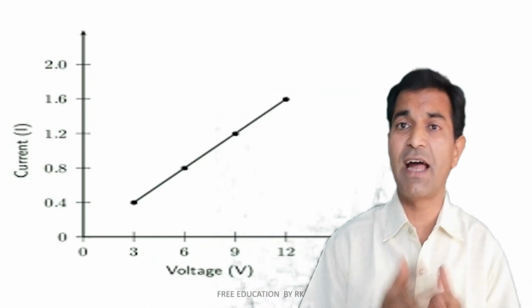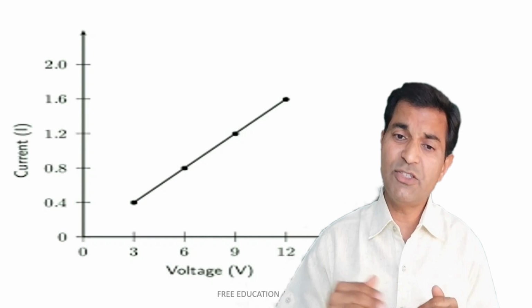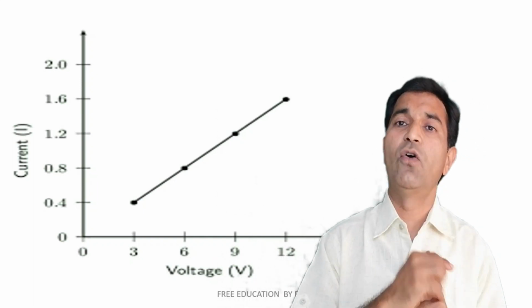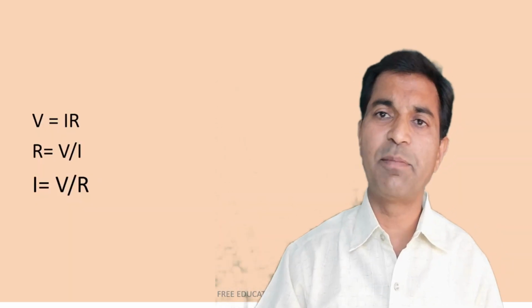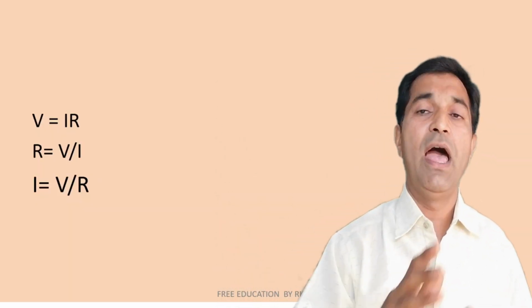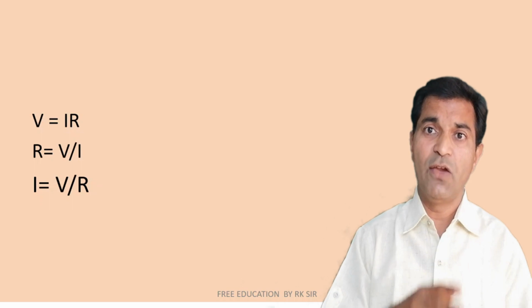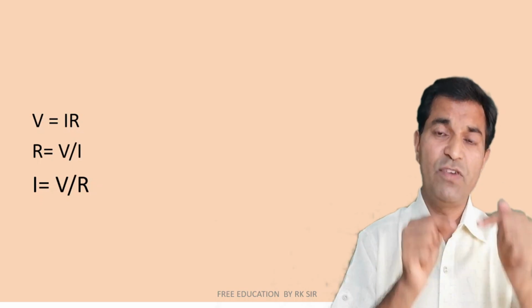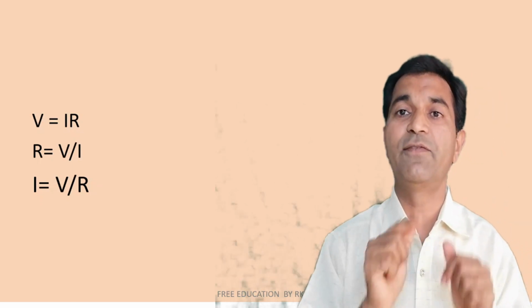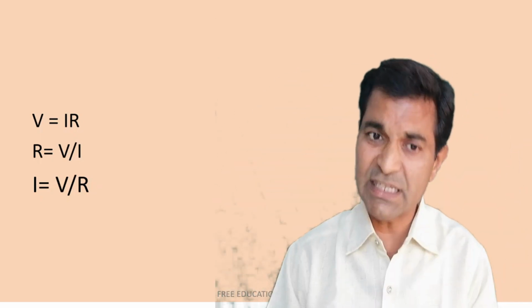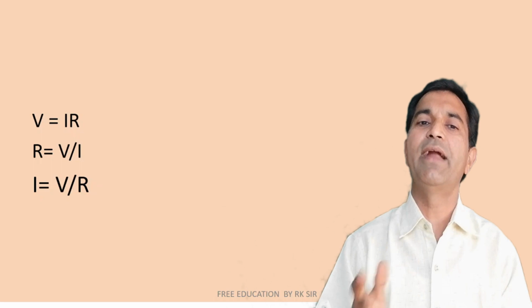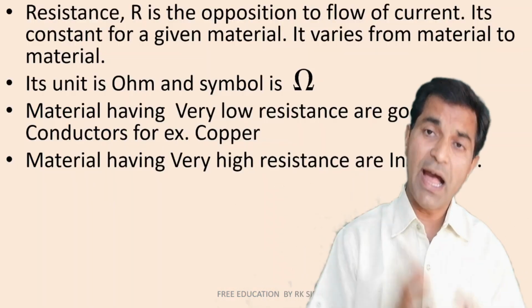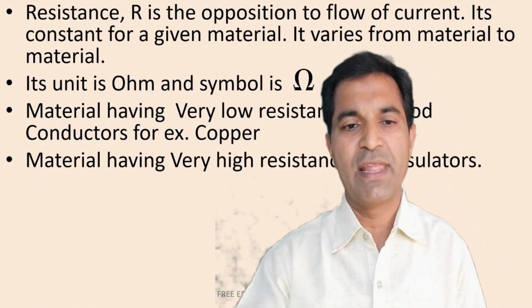and its graph is something like this. As you go on increasing the current, voltage will keep on increasing, right? So this is the graphical representation of that mathematical equation. And these are the three equations which you will have to remember in mind, that V is equal to IR, and from this equation we will get the value of R is equal to simply changing V and I, that is V by I, and I is equal to V by R.